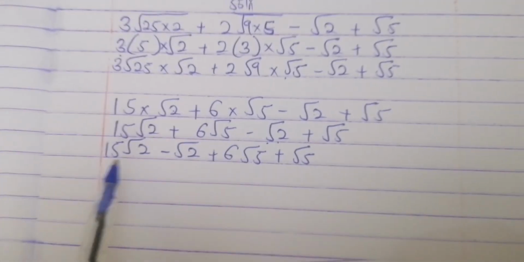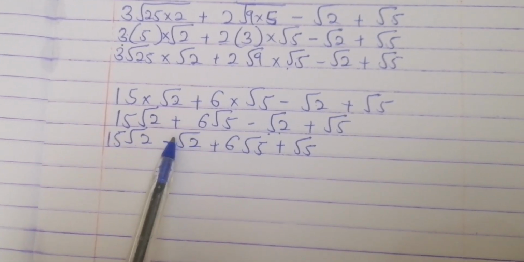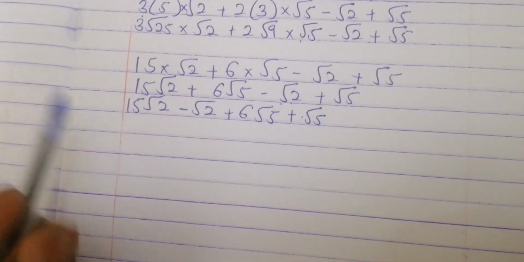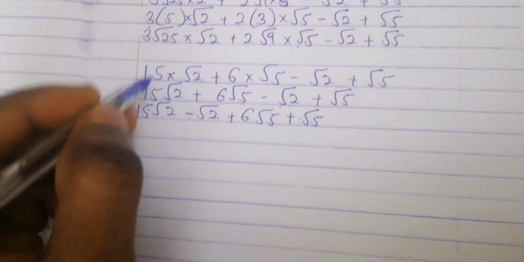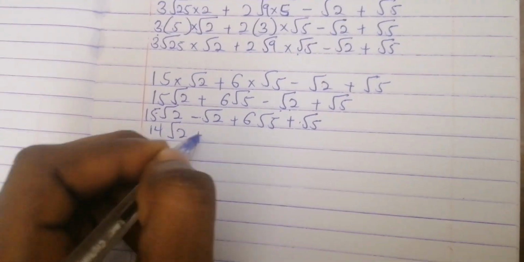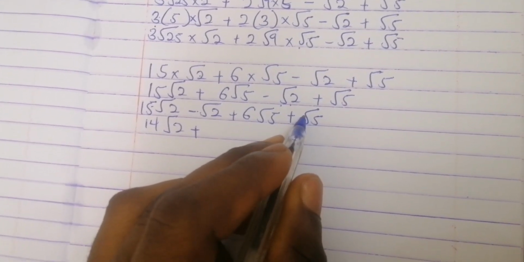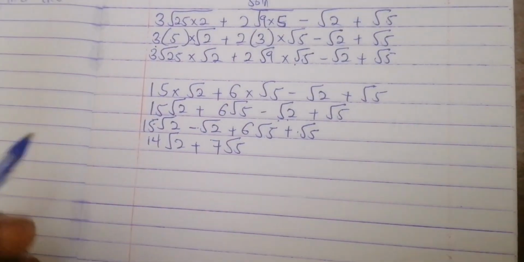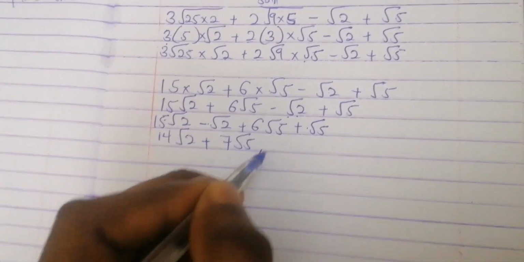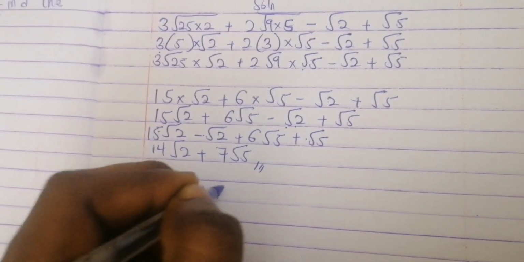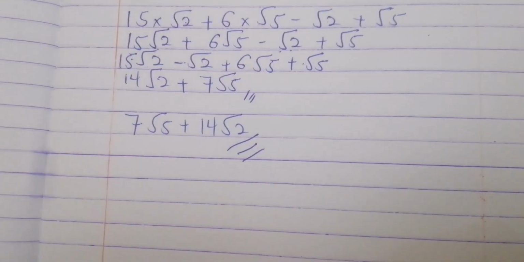Good. Alright, so here let's assume a 1 here. Let's assume a 1 here. So 15 minus 1 will be 14 root 2 plus, and 6 plus this 1, an assumption of 1 here, will be 7 root 5. Good. So our final answer is going to be 14 root 2 plus 7 root 5, or 7 root 5 plus 14 root 2.